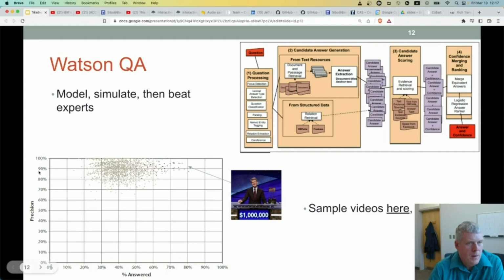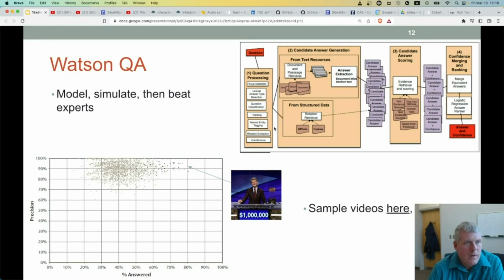This graph here on the bottom left of the screen, you have an XY plot. On the X, we have percent of questions answered by these different participants, and the precision is how many of the answers that they gave were correct. Obviously, the champions are way up here where they answer a lot and almost all their answers are correct, right? And so IBM's Watson system beat out all the humans. And you have this on the top right of the screen.